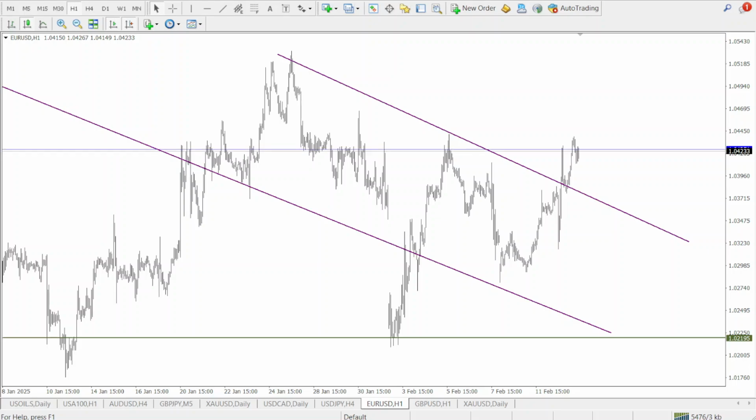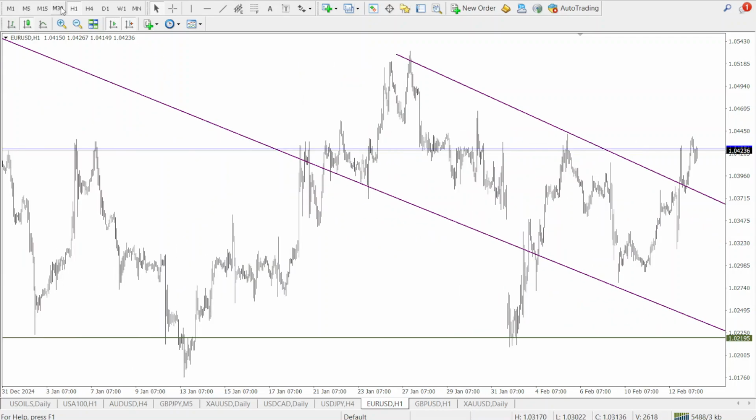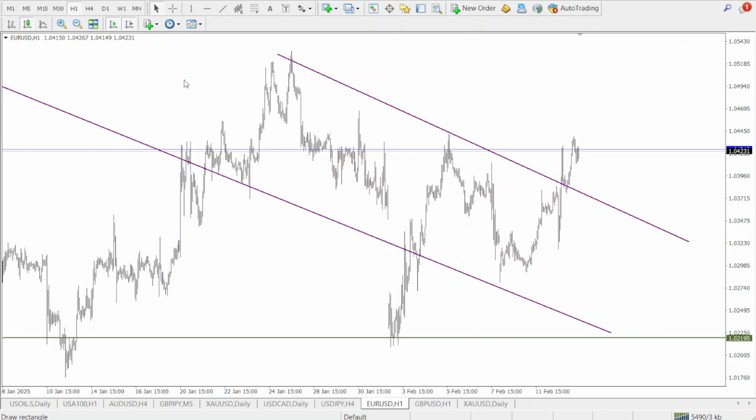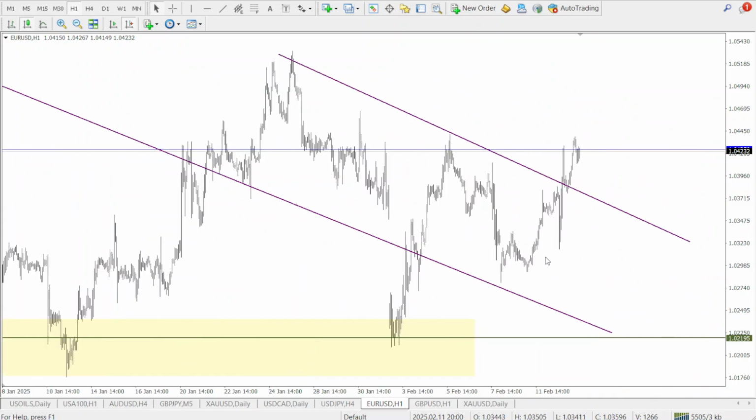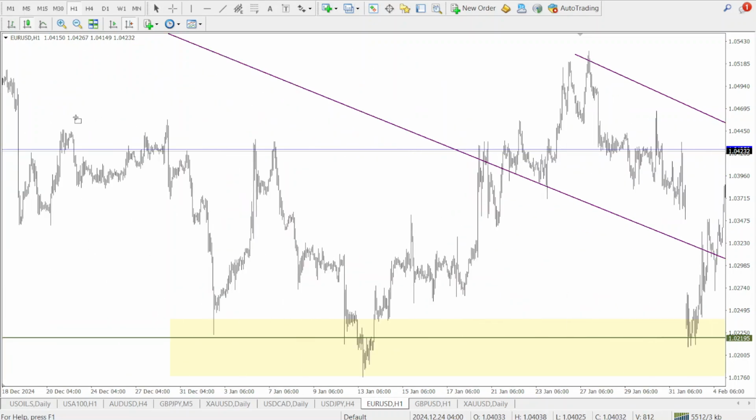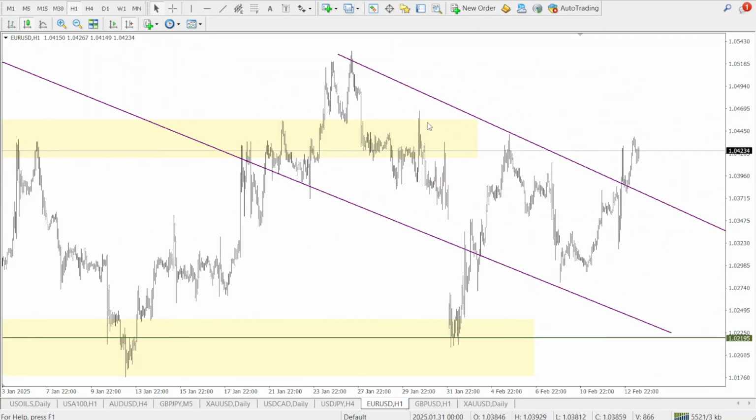Then you'll be asking yourself also, can we spot key supply and demand zones? You should be asking, are there key supply and demand zones? Considering the fact that this is kind of a consolidation phase, then yes, you can see that we have a demand zone around here. You can see that we have a supply zone around here.